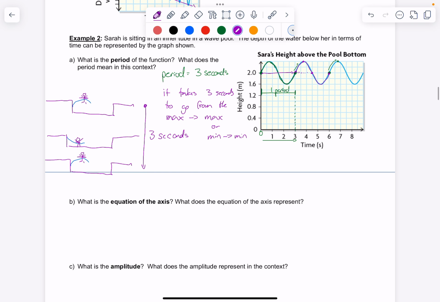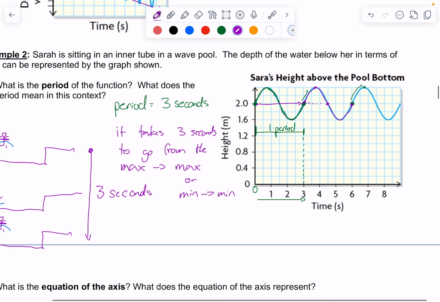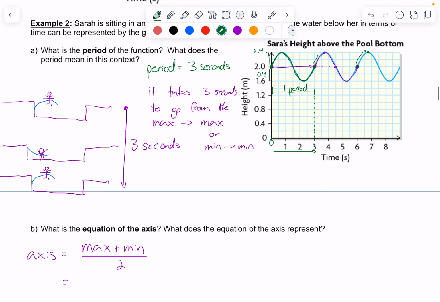What is the equation of the axis? What does this represent in the problem? So remember, your axis is calculated by taking your max, adding it to your min, and dividing by 2. So let's look at our graph and ask, what is our maximum? Well, each one of these ticks, with a spacing of 2, represents a distance of 0.4. So our maximum would be at 2.4. So we have 2.4 plus, and what is our minimum? 1.6.